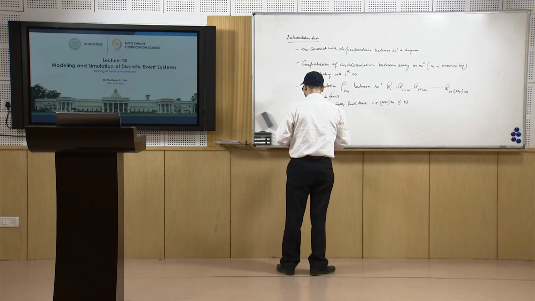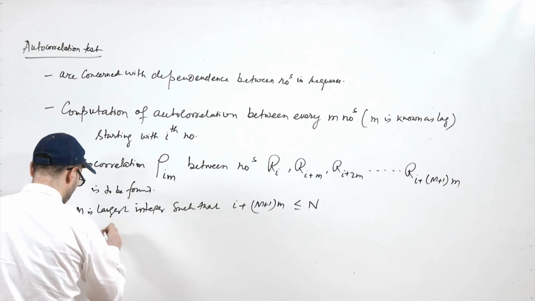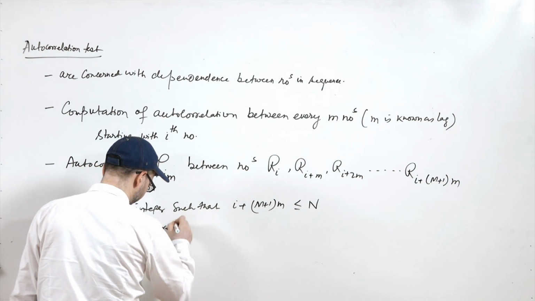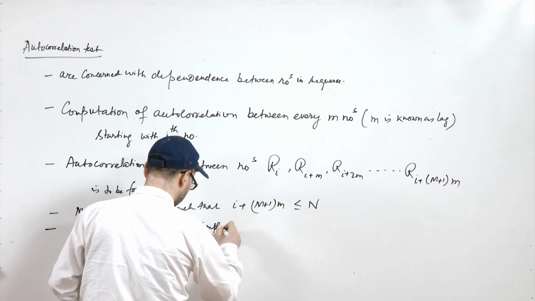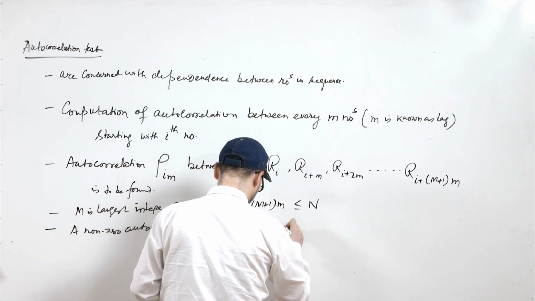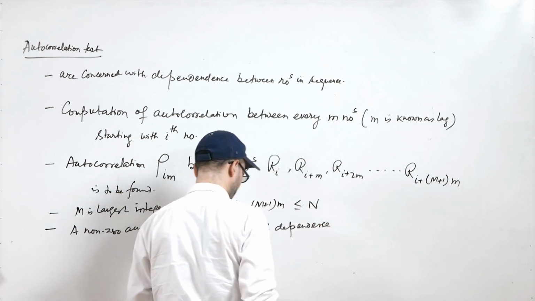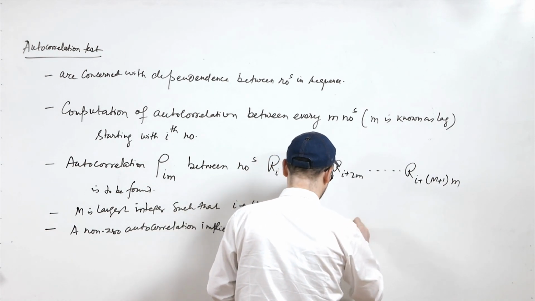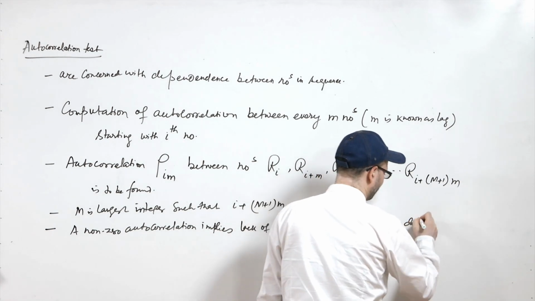Now, a non-zero autocorrelation implies lack of independence, so the following detailed test is appropriate.